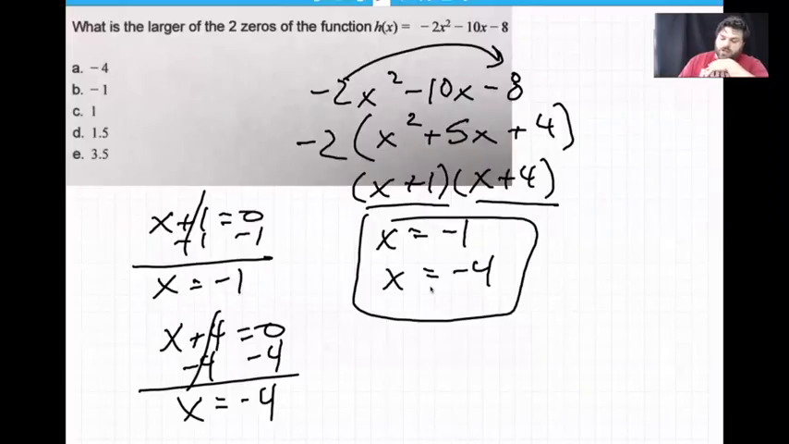Negative 4, negative 1, what's the larger? Remember, this is a trick question almost. It's negative 1 is bigger than negative 4. It's better to have owing somebody $1 than owing somebody $4. You actually have more money if you only owe $1.